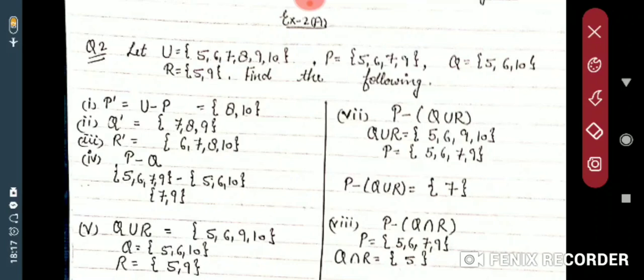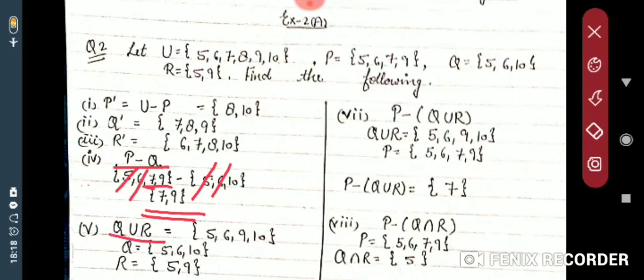Next, P minus Q. That means you have to subtract Q from P. So 5 is there, 6 is there. So what are the elements that are not present in Q? 7 and 9. So P minus Q will be 7 and 9. The elements of P that are not present in Q will be P minus Q.